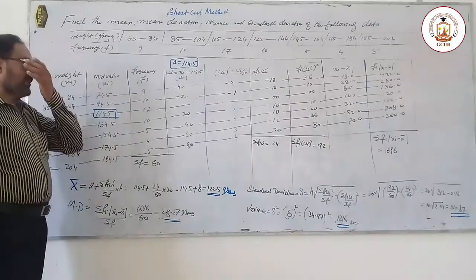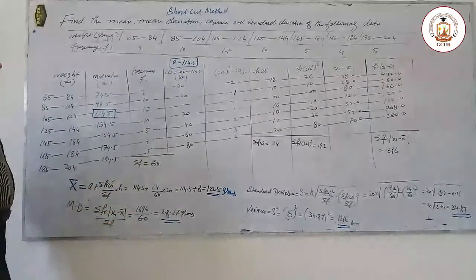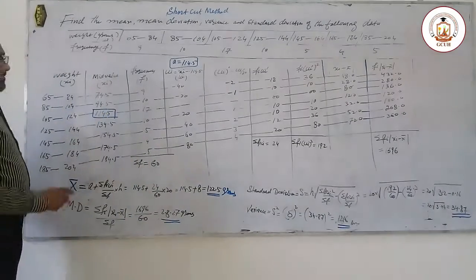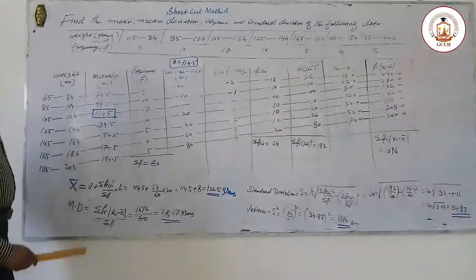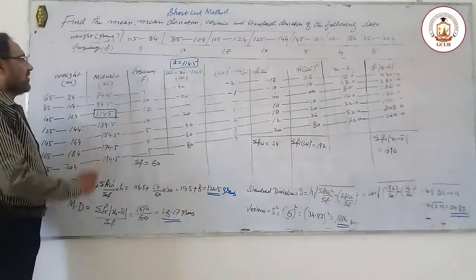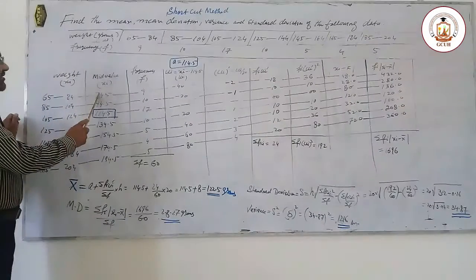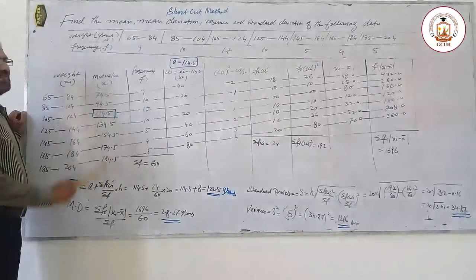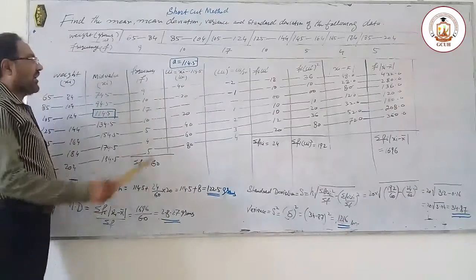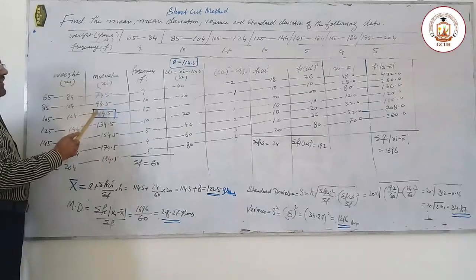Now for the shortcut method, we go to this column. Before that, we take any value as an assumed mean. Here I have taken this value, 114.5, as the assumed mean. In this column, we find XR minus this assumed mean. This column is known as UR, where UR is XR minus the assumed mean A.